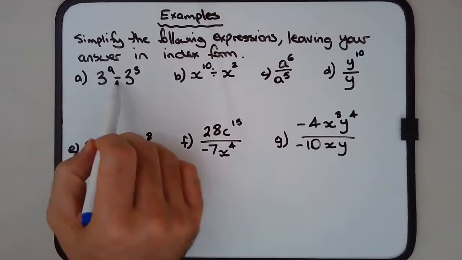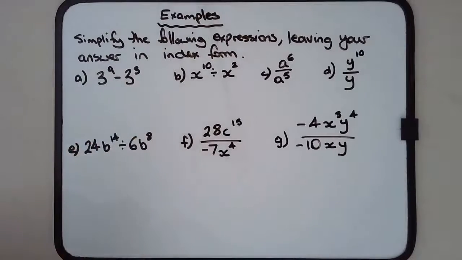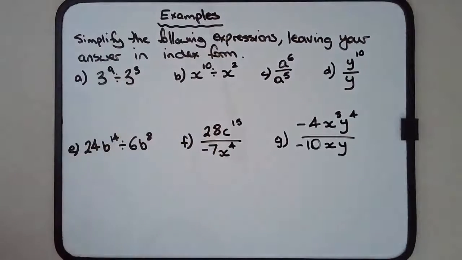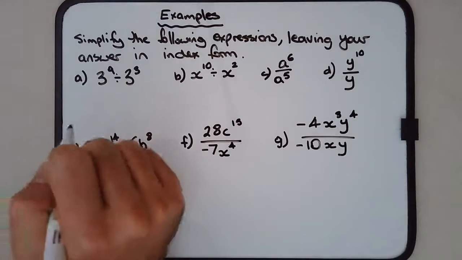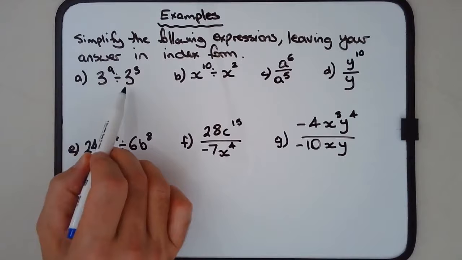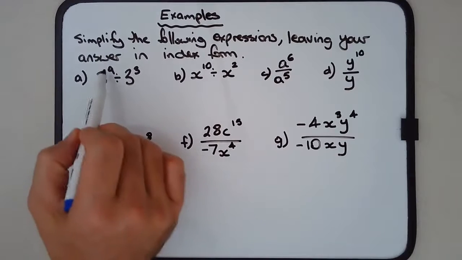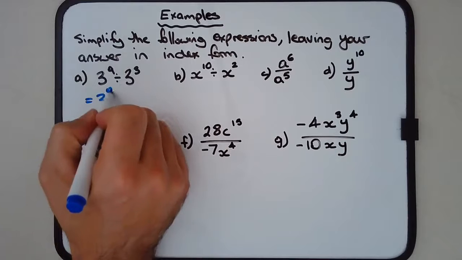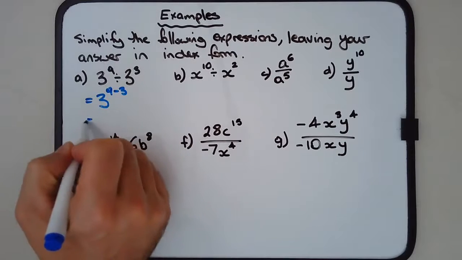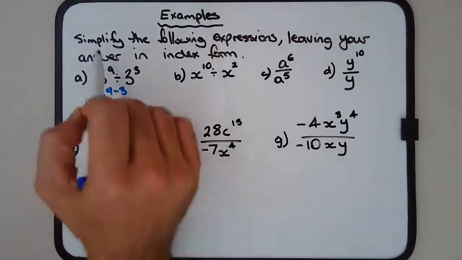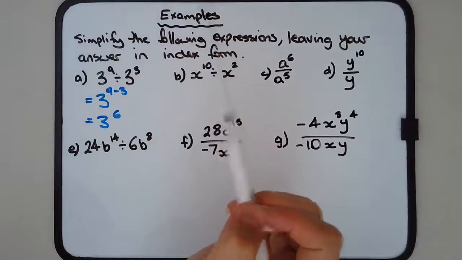3 to the power of 9 divided by 3 to the power of 3. Should be a division there. Yep. Divided by 3 to the power of 3. What do you think this one's going to be? As long as the bases are the same, always check that. The bases must be the same. Okay. 9 minus 3 is equal to 3 to the power of 6. You could put this in your calculator, but the question says just leave your answer in index form.